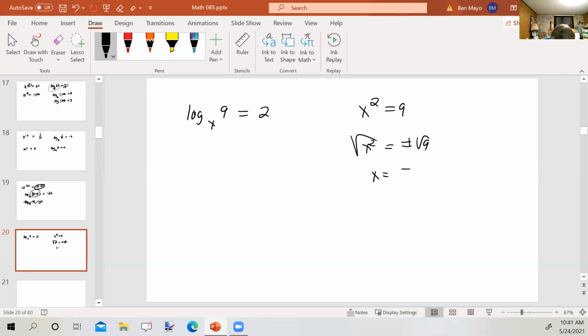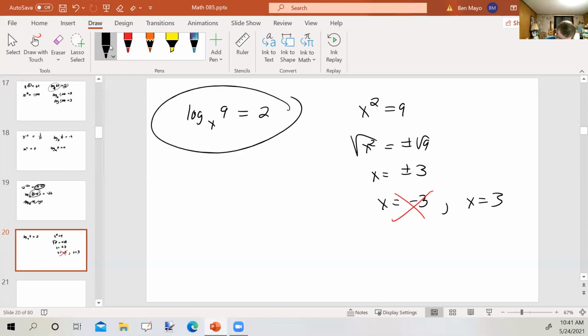We get x equals plus or minus 3. So x equals negative 3, x equals 3. However, there's a problem. This answer is not correct. How would we know that? Well, let's go back to this situation. Log base x of 9 equals 2.